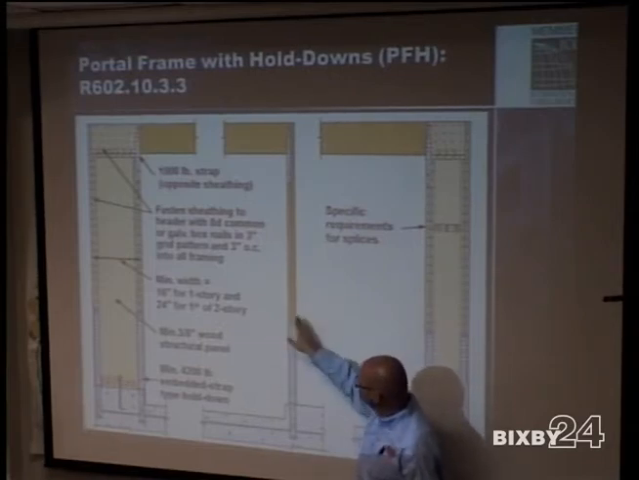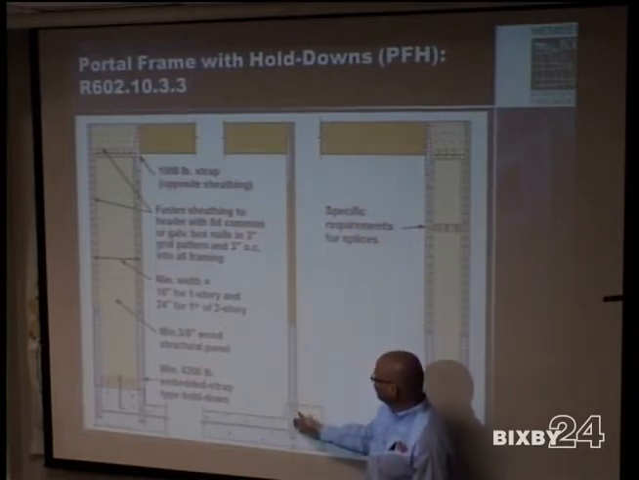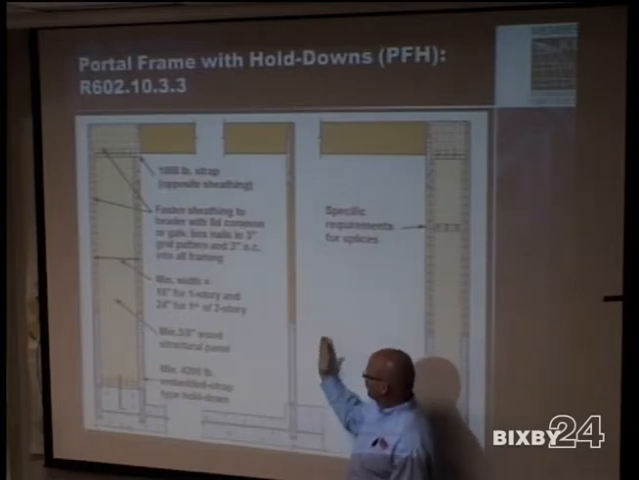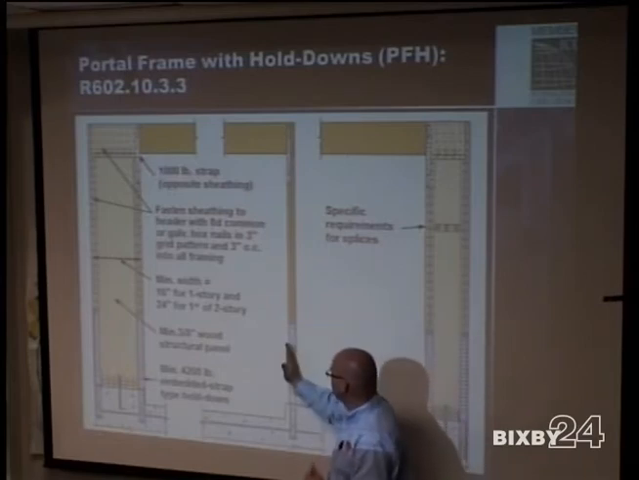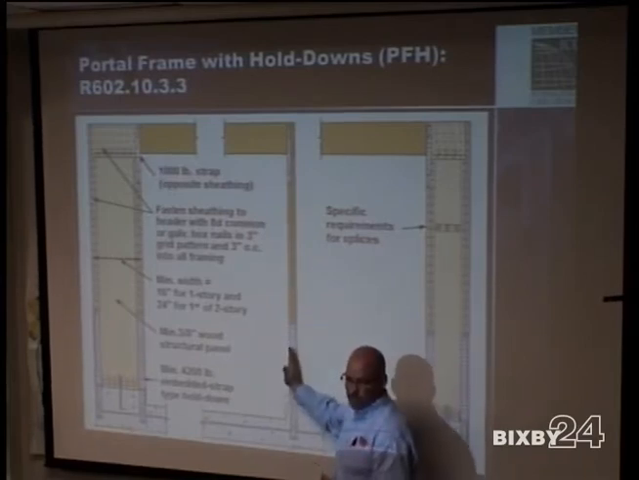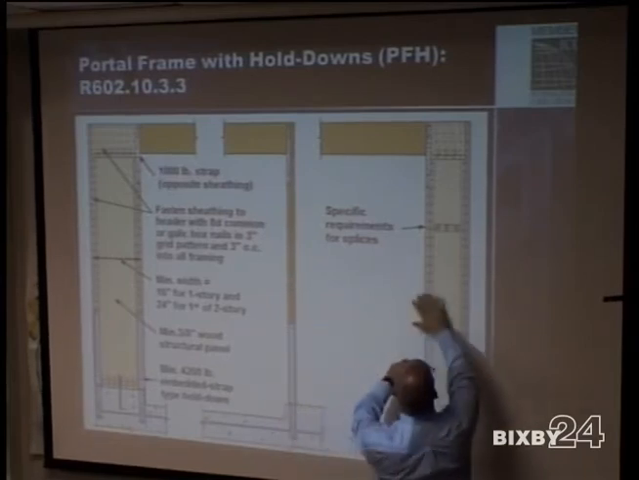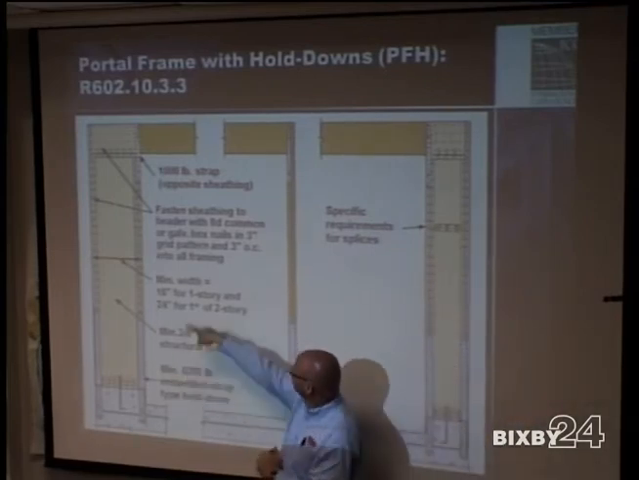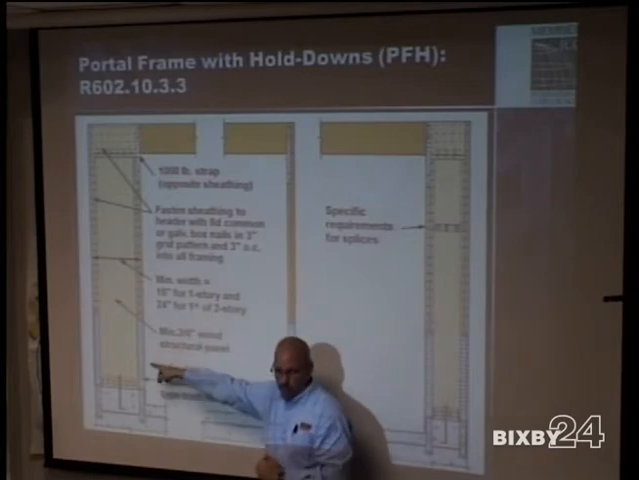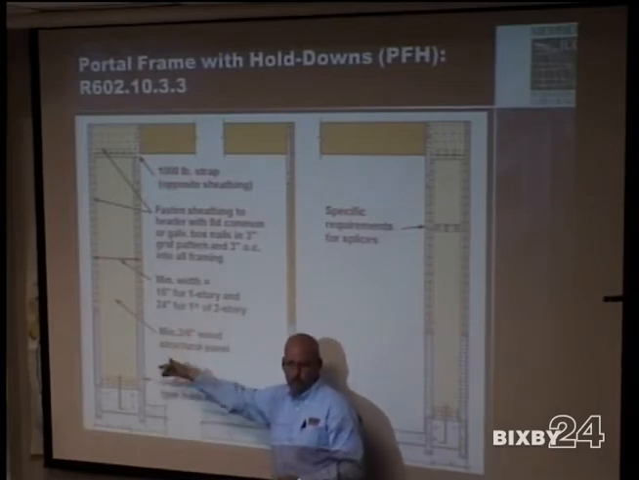So 2 2-bys here, embed that into the concrete, and again, this has nothing to do with anything else over here. This has to be here. If you're ending it here, this has to be here, even if the rest of this is continuously sheathed. Because you're building it just like this. You're doing a coral frame method with hold downs. So you have to have it.